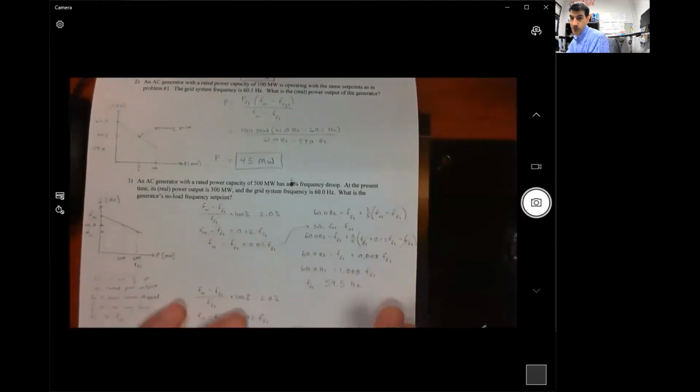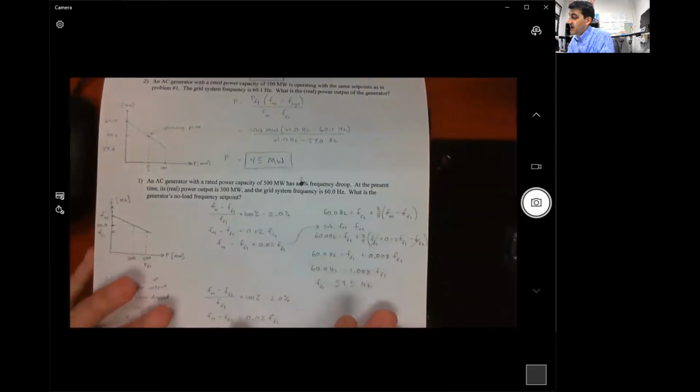That's nice. And so I get 60 hertz equals the full load frequency plus 2/5 times 0.02 times the full load frequency. So that works out to 0.008 times the full load frequency, which means that 60 hertz is equal to 1.008 times the full load frequency, which means solving for the full load frequency, that's equal to 59.5 hertz.